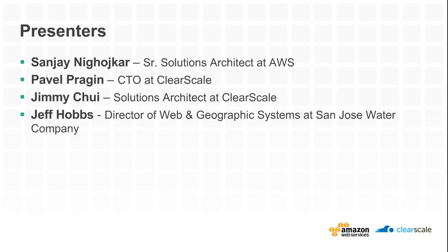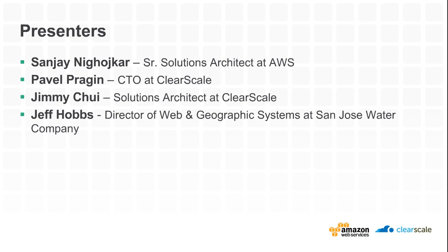Just to introduce myself and some of my colleagues here, my name is Sanjay Nigochkar. I'm a Senior Solutions Architect at AWS. I'm joined by my colleagues, Pavel, who is the CTO of ClearScale. ClearScale is an AWS partner, and they help enable customers to adopt the AWS cloud using best practices of design, delivery, implementation and support methodology. I'm also joined by Jimmy Chu, who is a solution architect at ClearScale.